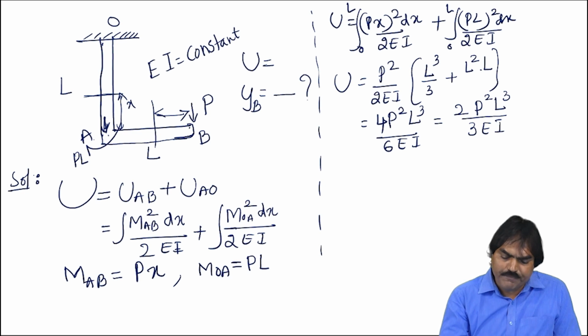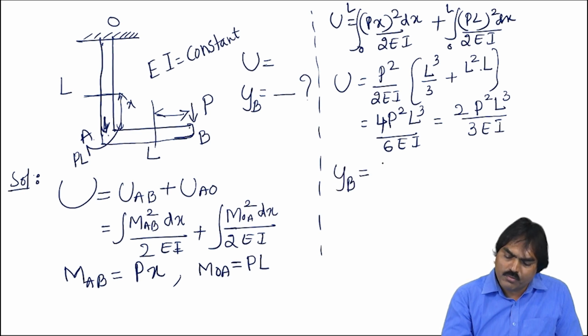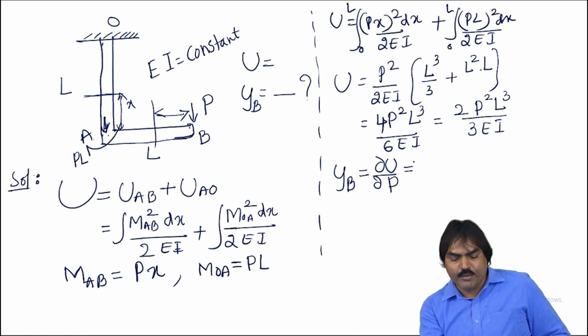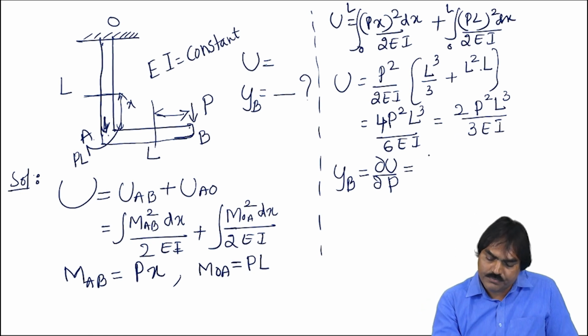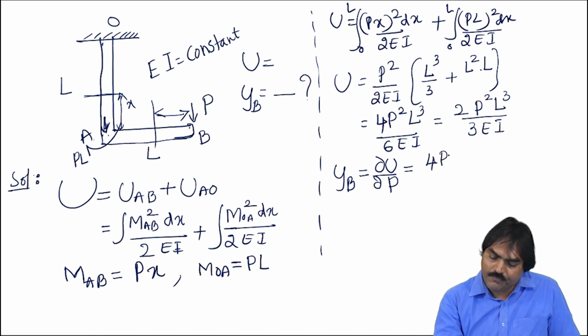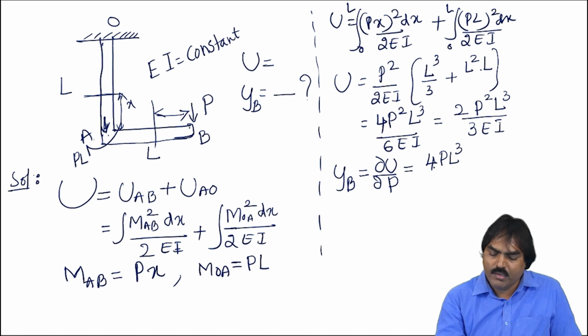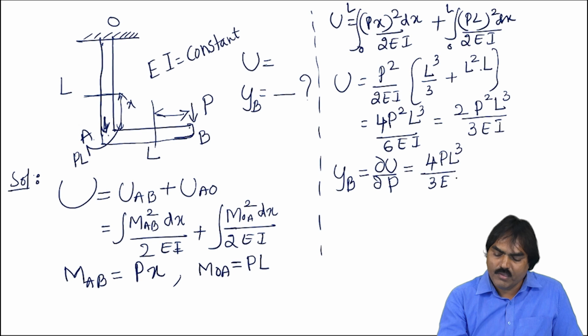So, what is the deflection? The deflection YB. Already there is a point load, so the partial derivative of the total energy with respect to load, that is dou U by dou P, becomes 4PL cube by 3EI. That is the answer.